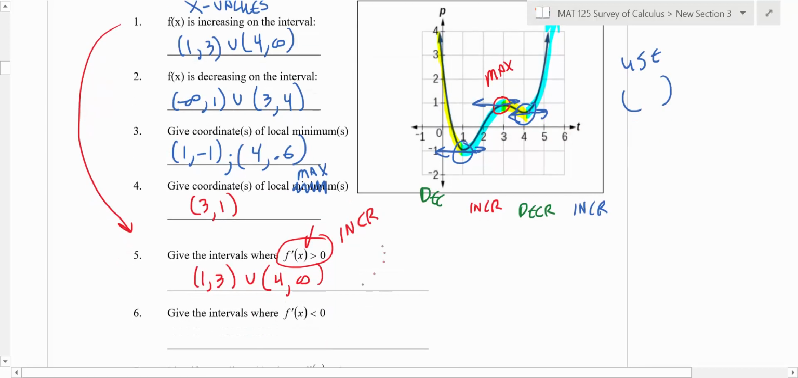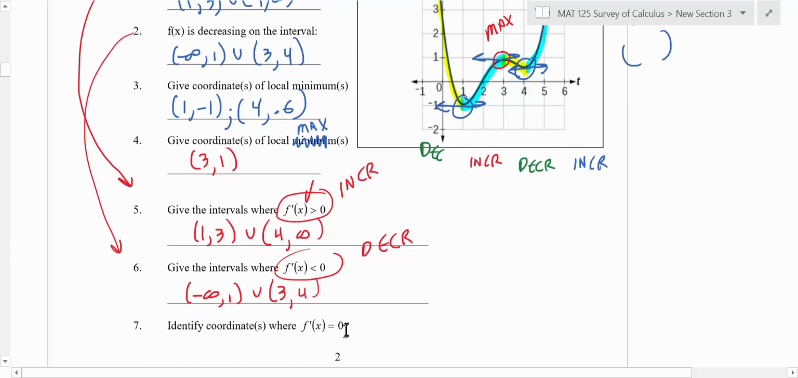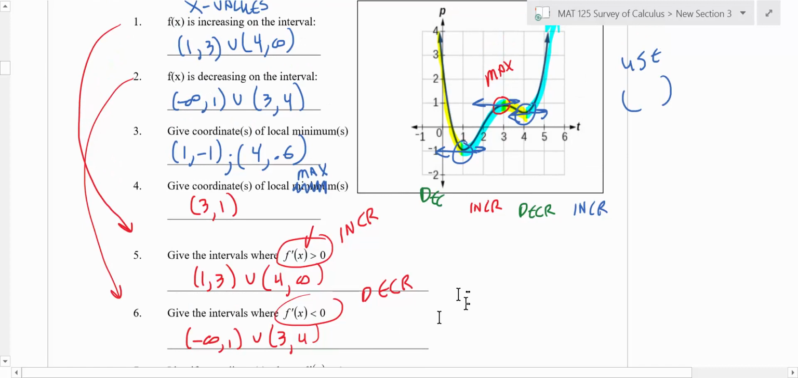Okay, and then how about the derivative negative? That means you're decreasing. So that's the same as what we got on problem number 2, which would be negative infinity to 1, union 3 to 4, like that. Okay, that's it. Okay, and how many places is the derivative equal to 0?